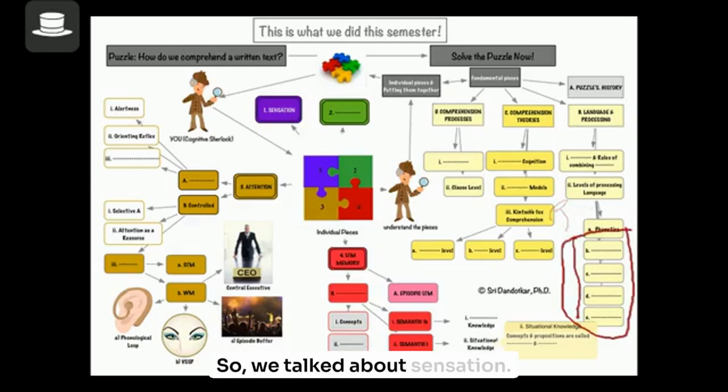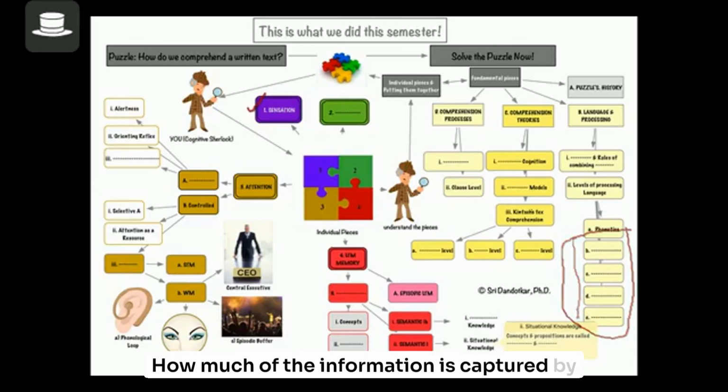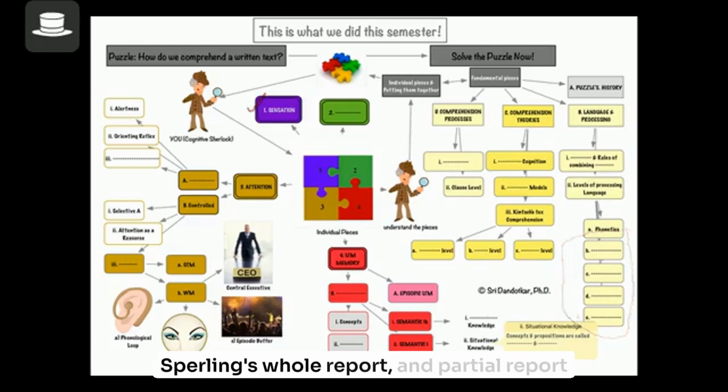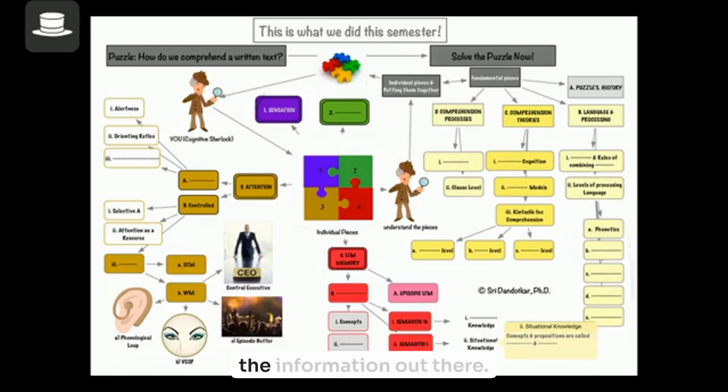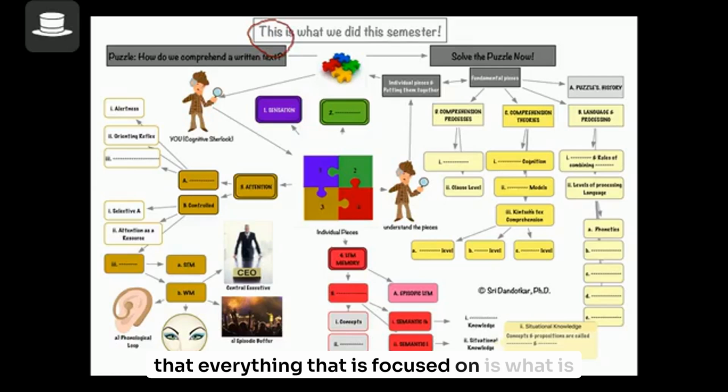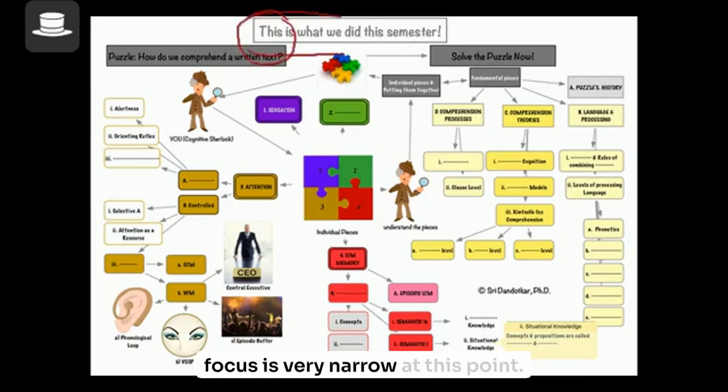So we talked about sensation, how much of the information is captured by sense organs. We talked about different experiments of Sperling's whole report, partial report. We concluded that your eyes capture 76% of the information out there. Well, this may not apply to reading because each fixation is on a single word. It's like 100% of the information because your focus is so narrow that everything focused on is what is captured. So it's slightly different. It's like most of the information. The information that's not captured would be other sentences surrounding it because your focus is very narrow at this point.